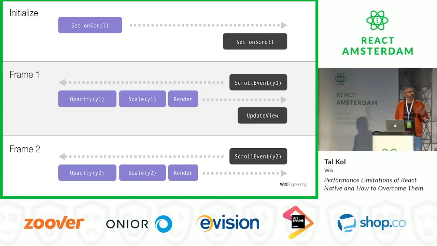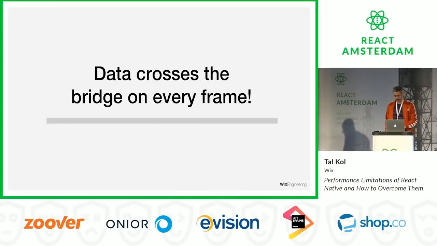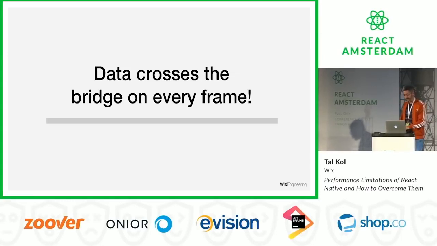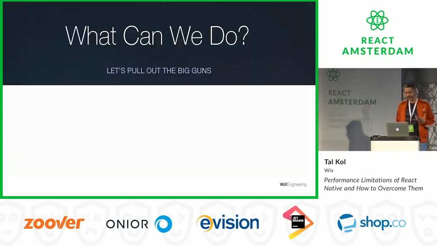So what can we see from this very simple analysis? We can see that data is crossing the bridge on every frame. Now, if your app is doing other things on the JavaScript thread, if your app is using the bridge for other purposes, and you expect this effect to run at 60 FPS, then this is not what you'll get. This is important to understand. So what can we do?